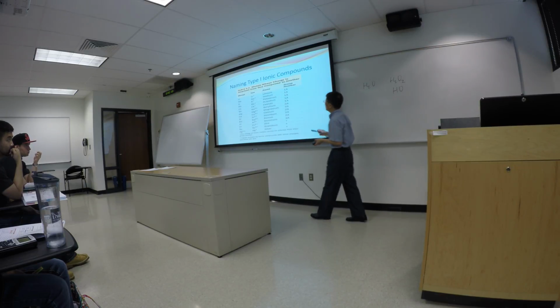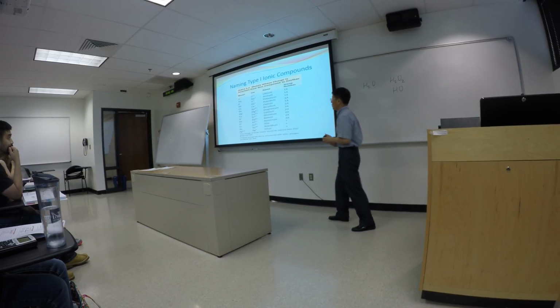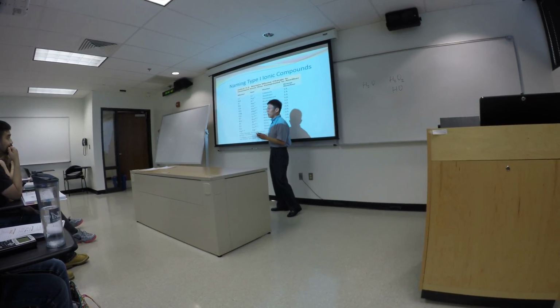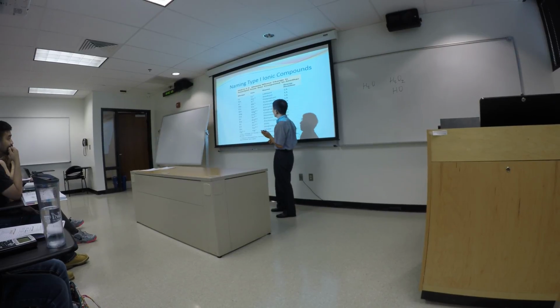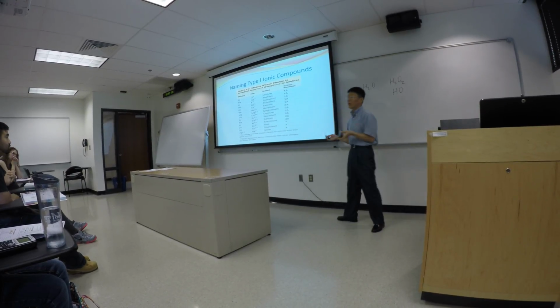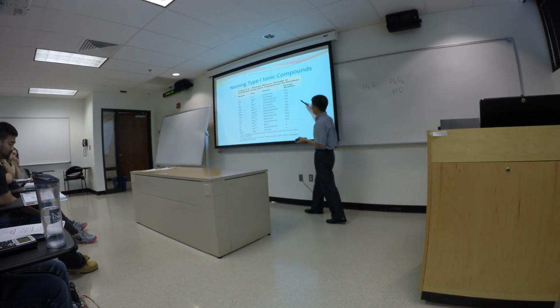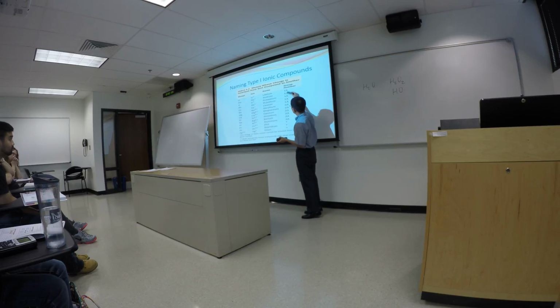So let me give you some examples. Now this is what we call the type 1 ionic compounds. Those are mainly the main group metal elements. Most of them, not all of them, in general, main group metal elements bear a charge equal to their group number. So here you can see group 1A, they bear 1 positive charge. Group 2A, they bear 2 positive charge.